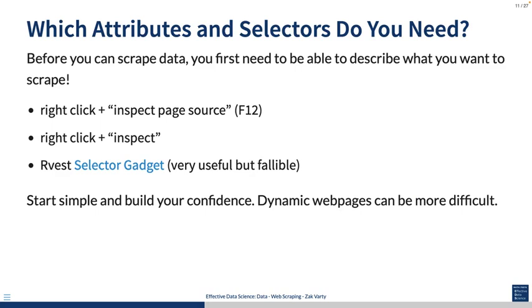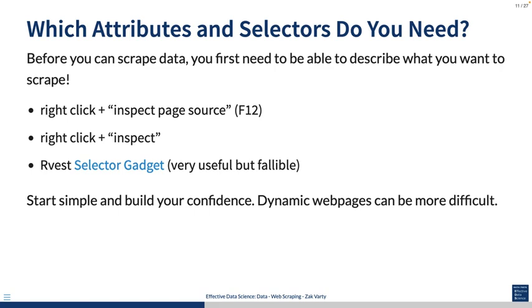So to know which data you want to scrape from a web page, you first have to identify the tag and attribute combinations that you're interested in gathering. To find your elements of interest, you've got three options, and I'm listing these here in order from hardest to easiest, but also from most to least robust.